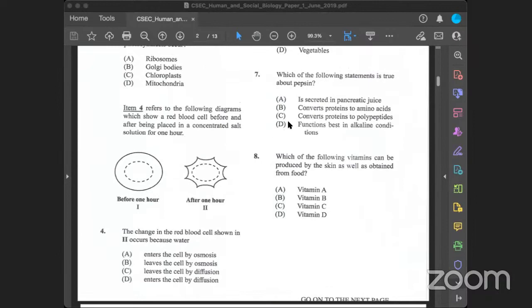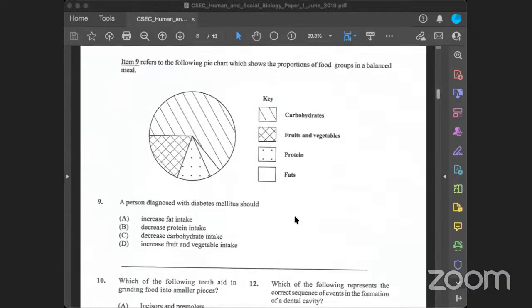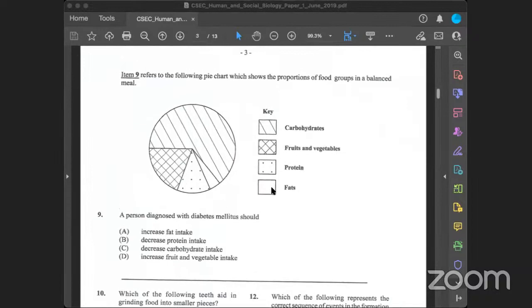So 7 is C and 8 is D. 9. A person diagnosed with diabetes mellitus should: increase fat intake, decrease protein intake, decrease carbohydrate intake, increase fruits and vegetable intake. What do you think? Decrease carbohydrate. I said 2. There's no 2 there. C, sir.